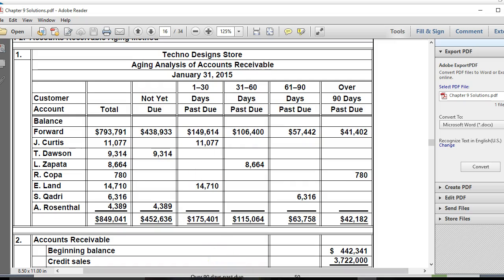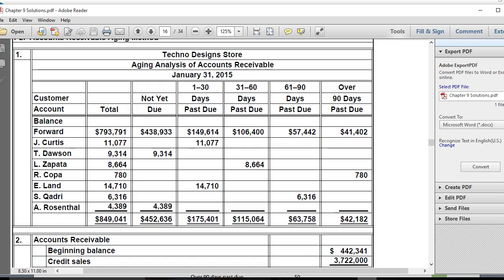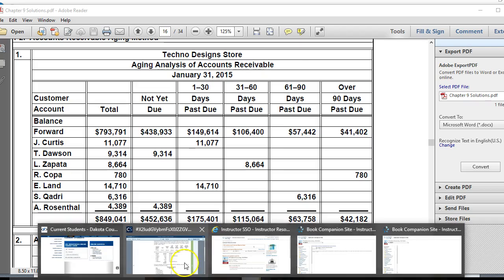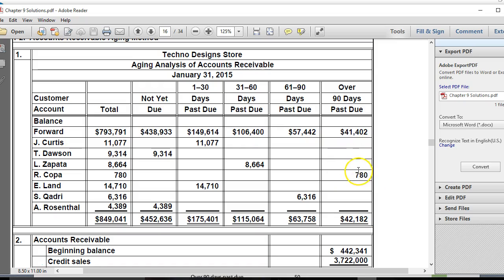Okay? We're going to do the same with all of them. T. Dawson, February 15th is when his are due, which means his aren't due yet. December 20th means this one is 31 to 60 days past due. October 1st, his, I think, are 61 to 90 days, or are they over 90? El Zapata, oh, I was wrong. October? That doesn't make sense. El Zapata, oh, December 20th. But our COPA, October 1st, that should be past 90 days. Yeah, it is. Over 90 days past due.